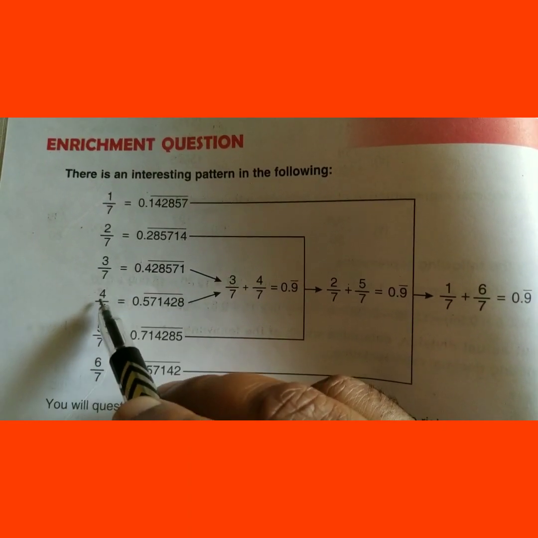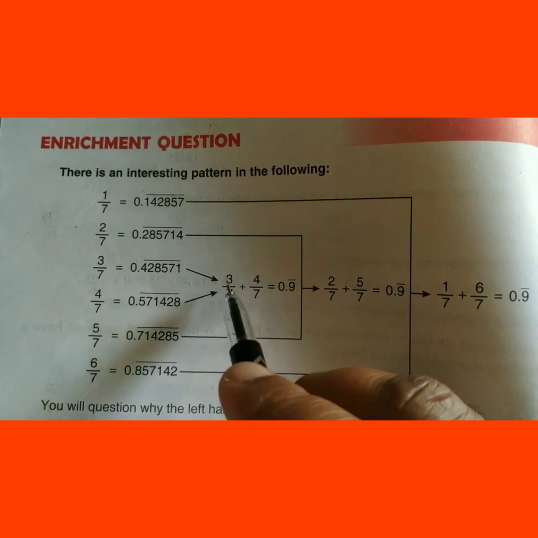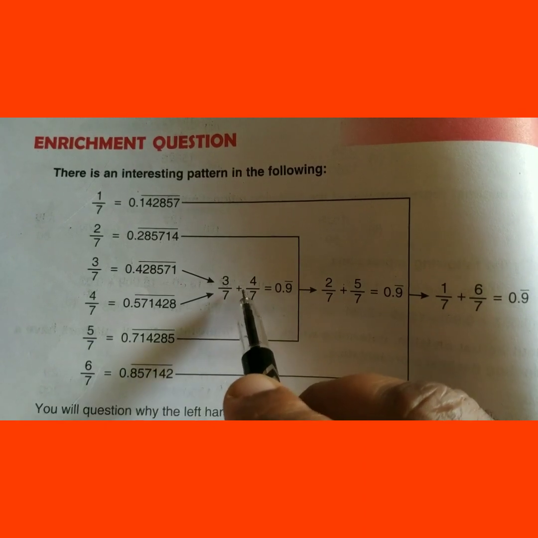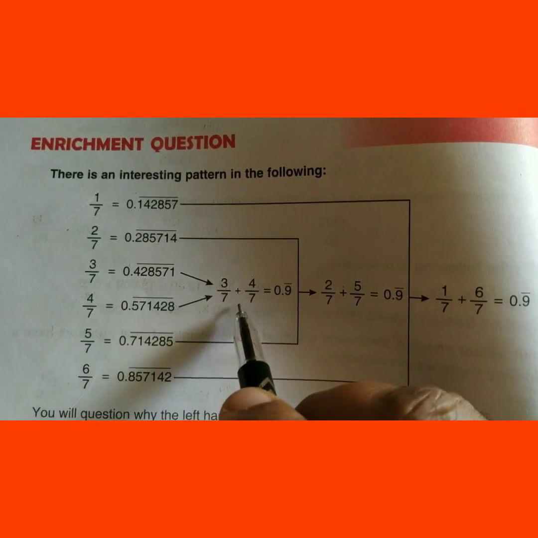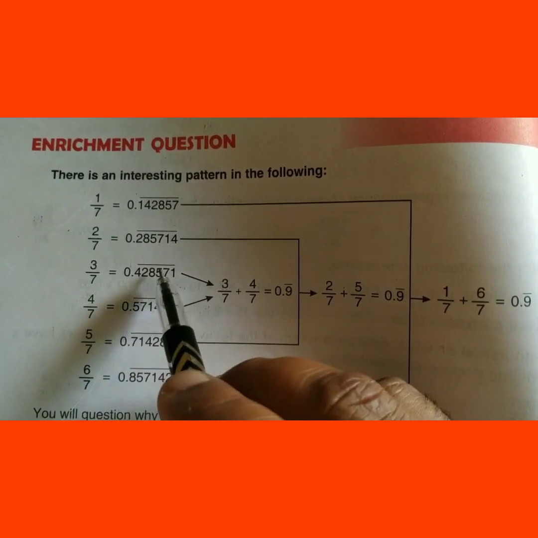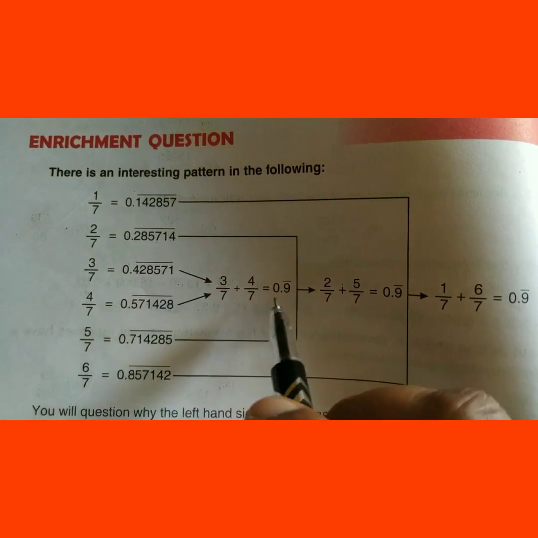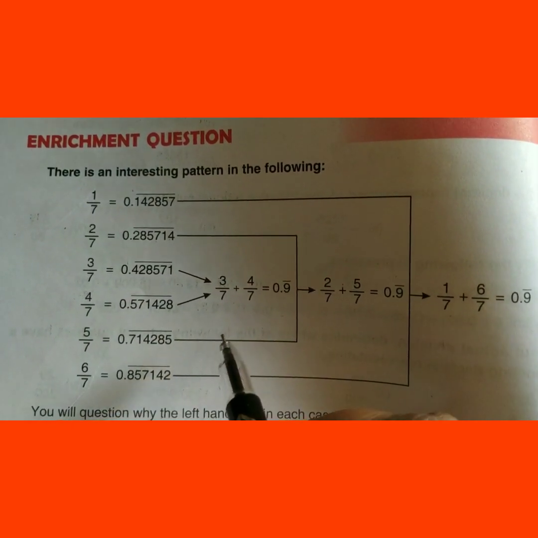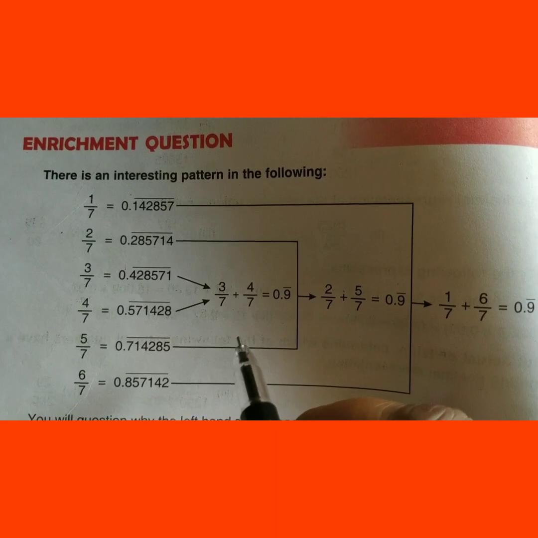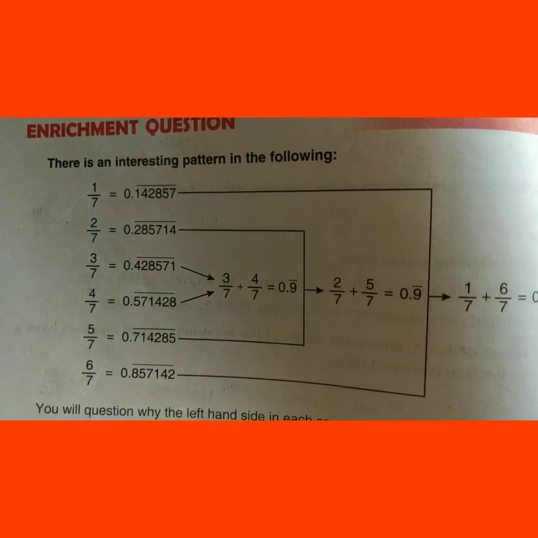When you add 3/7 and 4/7, 3/7 plus 4/7 is 3 plus 4, 7/7, that is equal to 1, and when you add the RHS part you will get 0.9 bar, that will give you 1 is equal to 0.9 bar.